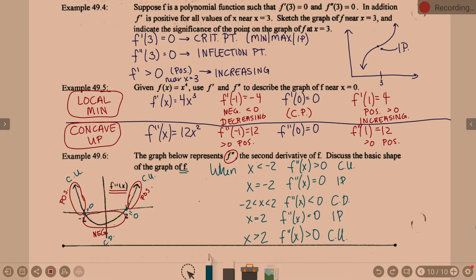So I'm going to say it looks more like this because you have concave up, you have an inflection point right in there somewhere, concave down, an inflection point right in there somewhere, and then going back up. And so that first inflection point would be at -2. That second inflection point would be at 2.